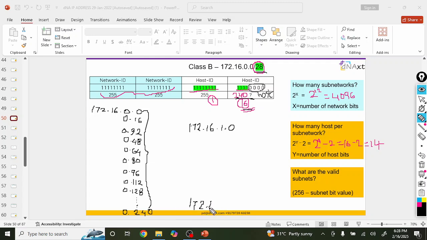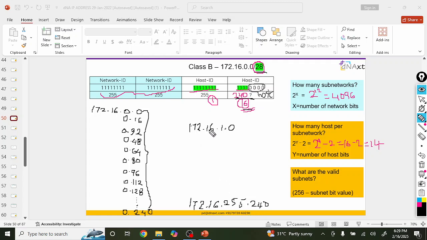subnetwork, the last subnetwork will be 255.240. Okay, its broadcast ID will be 172.16.255.255. Its first valid host is 172.16.255.241. Last valid host is 172.16.255.254, since 255 is the broadcast. So 254 is the last valid host of this subnetwork.